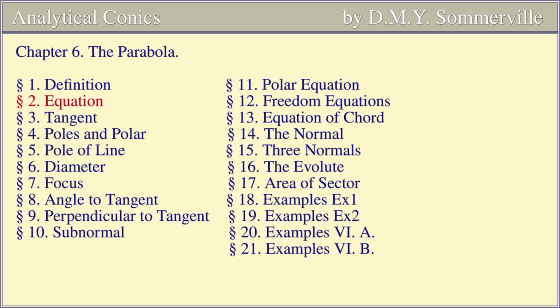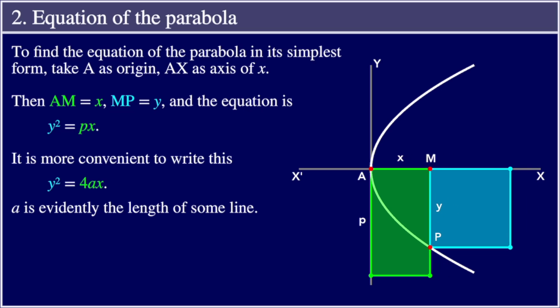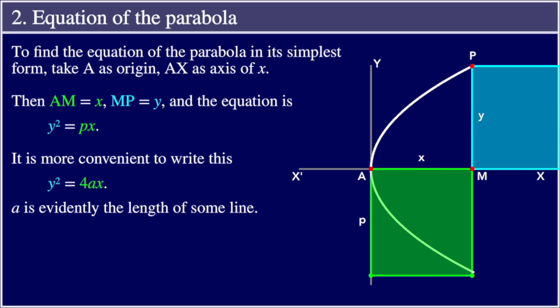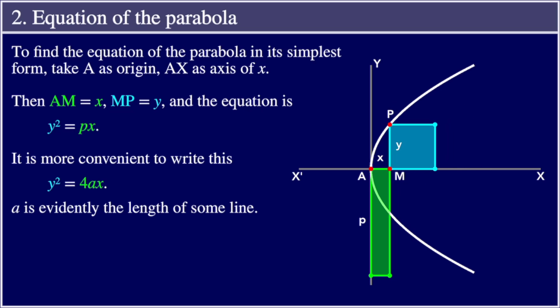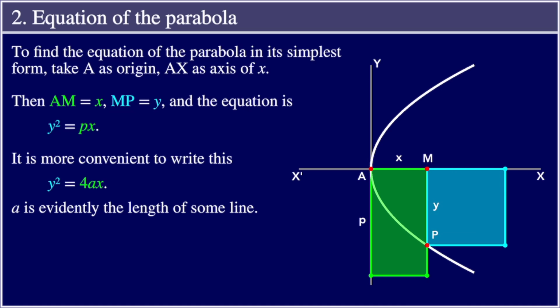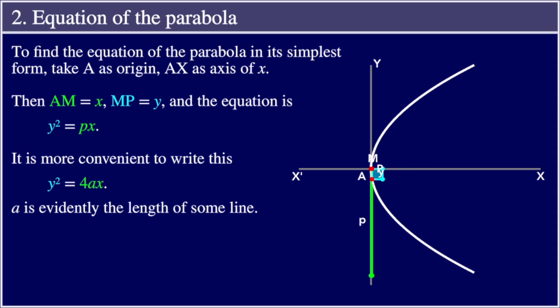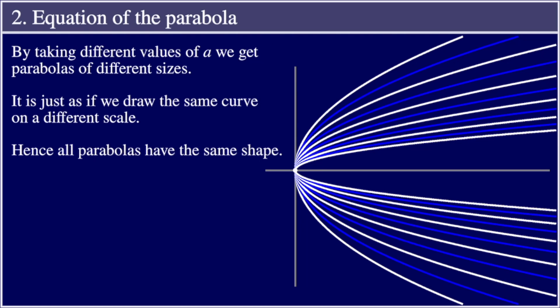Chapter 6, The Parabola. Section 2, Equation of the Parabola. To find the equation of the parabola in its simplest form, take A as origin, AX as axis of X, then AM equals x, MP equals y, and the equation is y squared equals px. It is more convenient to write this y squared equals 4ax. a is evidently the length of some line. By taking different values of a, we get parabolas of different sizes. It is just as if we draw the same curve on a different scale. Hence, all parabolas have the same shape.